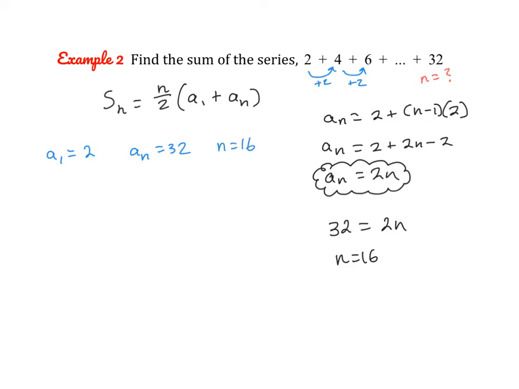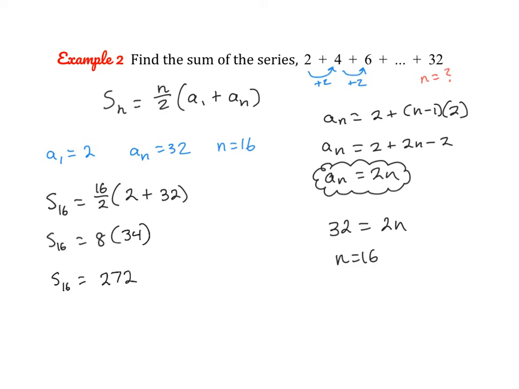So we're finding the sum of the first 16 terms. The sum of the first 16 terms would be 16 divided by 2 times 2 plus 32. So 16 divided by 2, which is 8, times 34. The sum of the first 16 terms is 272. Again, you can see that this formula can be a real time saver and is very useful.